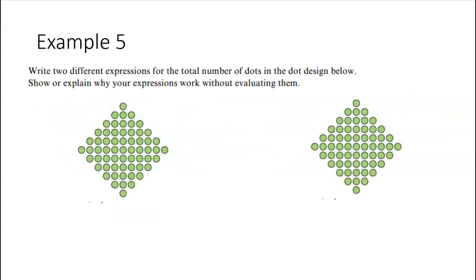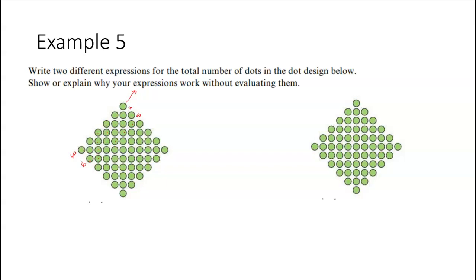So here we're going to write 2 different expressions for the total number of dots in the designs, and we're going to explain why they work without evaluating them. Let's take a look. We've got these dots. Let's look at the diagonals here, looking in this direction. We've got 1, 2, 3, 4, 5, 6, and we've got 1, 2, 3, 4, 5 at the little ones. And then we've got 1, 2, 3, 4, 5, 6, these big ones, and 1, 2, 3, 4, 5.